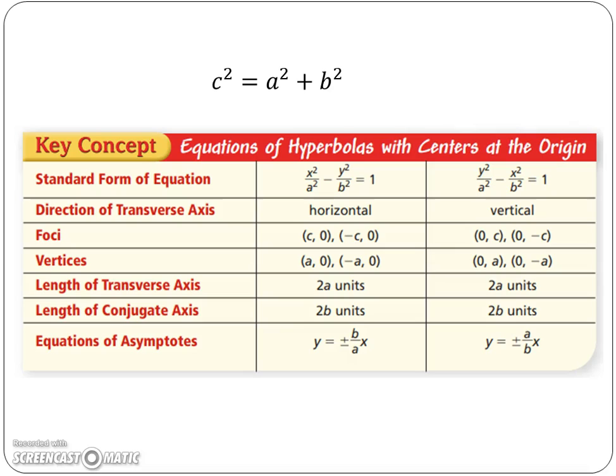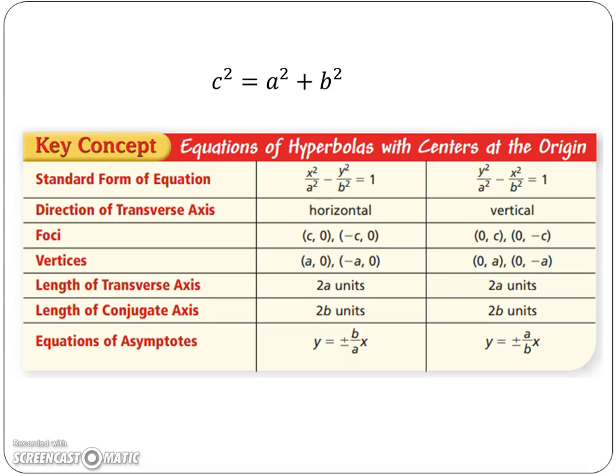Alright, so let's see a little bit about the hyperbolas. Similar to an ellipse, except this time it's minus instead of plus. Same thing happens: if x is with a, it's horizontal. If y is with a, it's vertical. The foci are still (c, 0) and (negative c, 0), except this time c squared equals a squared plus b squared. The length of the transverse axis is 2a, and the length of the conjugate axis is 2b still.